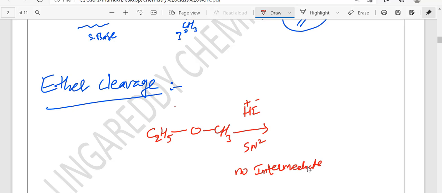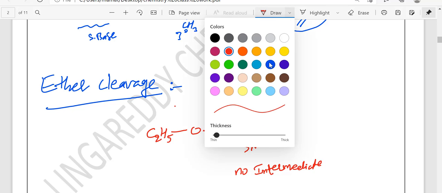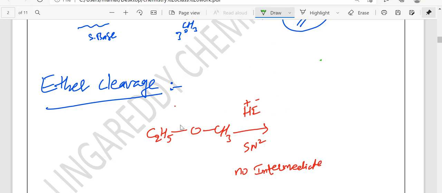Suppose here A and B, two possibilities are there. Suppose if A cleavage is there, then it is forming CH3 CH2 plus. If B cleavage is there, it is forming CH3 plus.